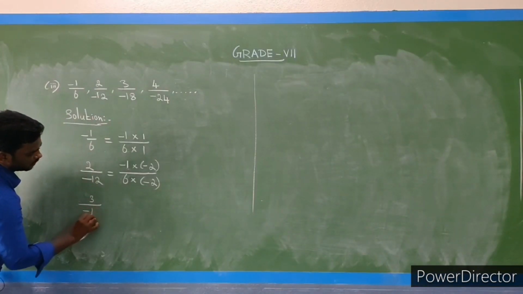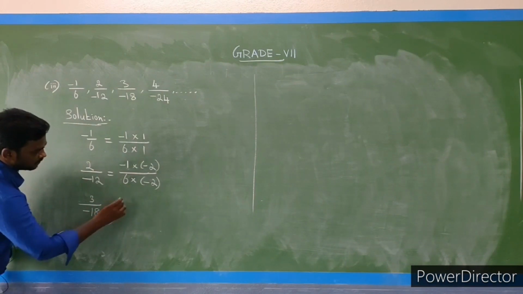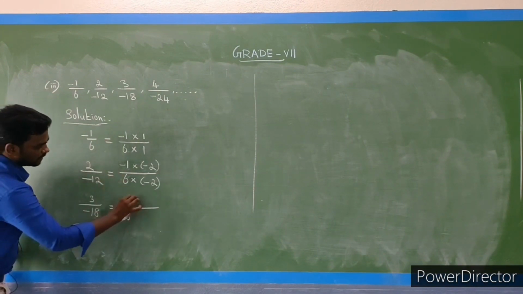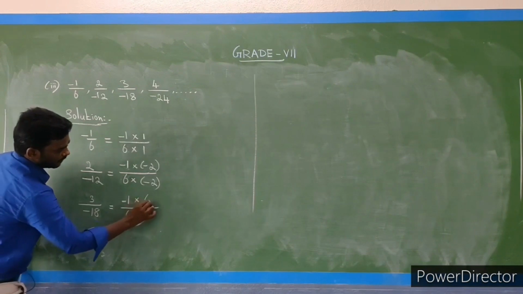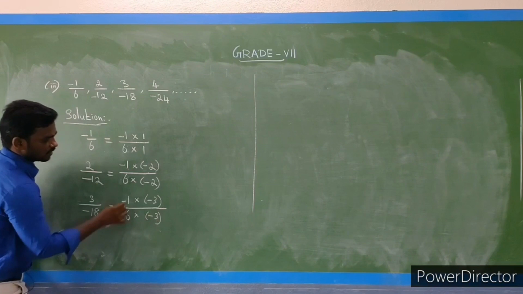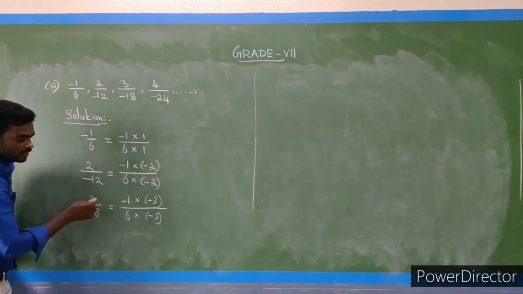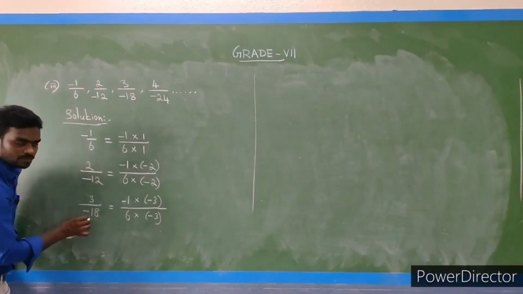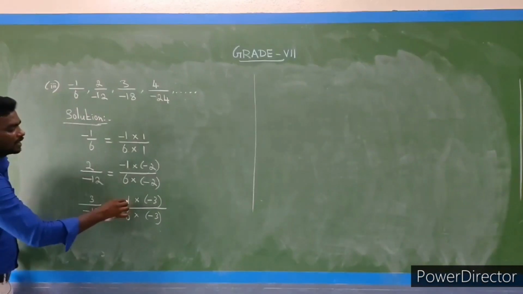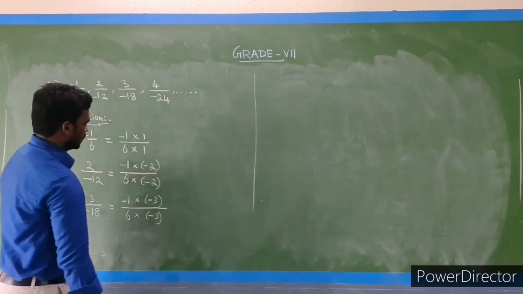3 by minus 18. 3 by minus 18 is in the form of minus 1 by 6. The first number minus 1 by 6 multiplied by the number, what is that? Minus 3 divided by minus 3. Because minus 1 into minus 3, what is that? 3. And 6 into minus 3, the value is minus 18. So 3 by minus 18 is in the form of minus 1 by 6 multiplied by minus 3 by minus 3.